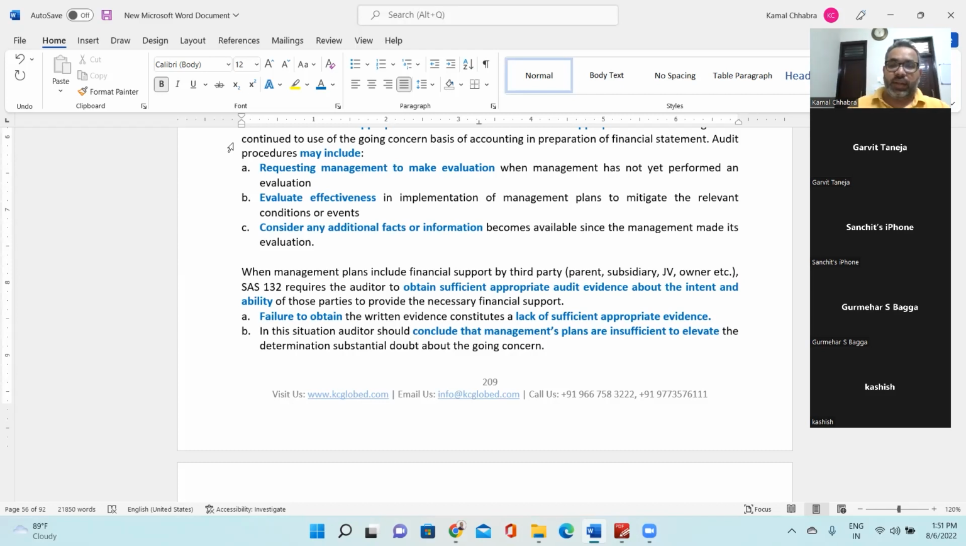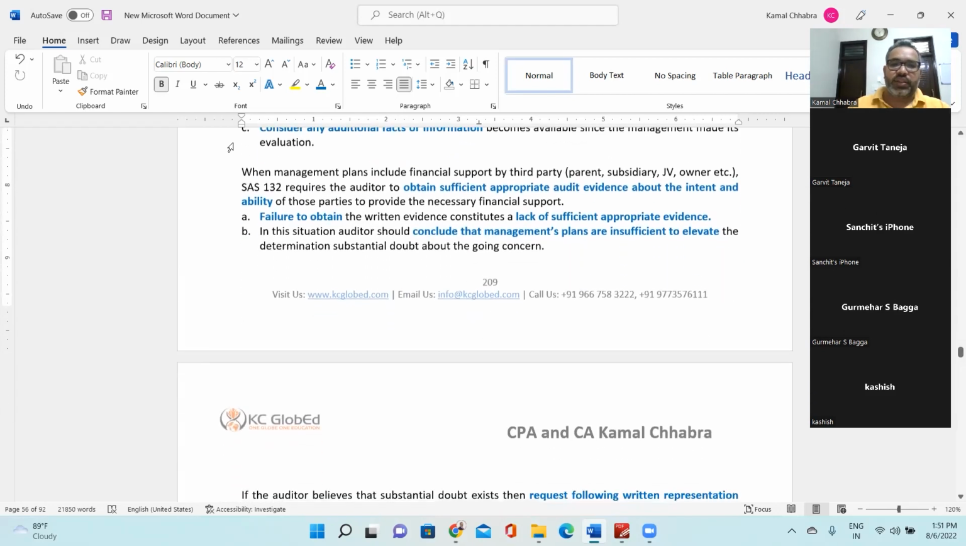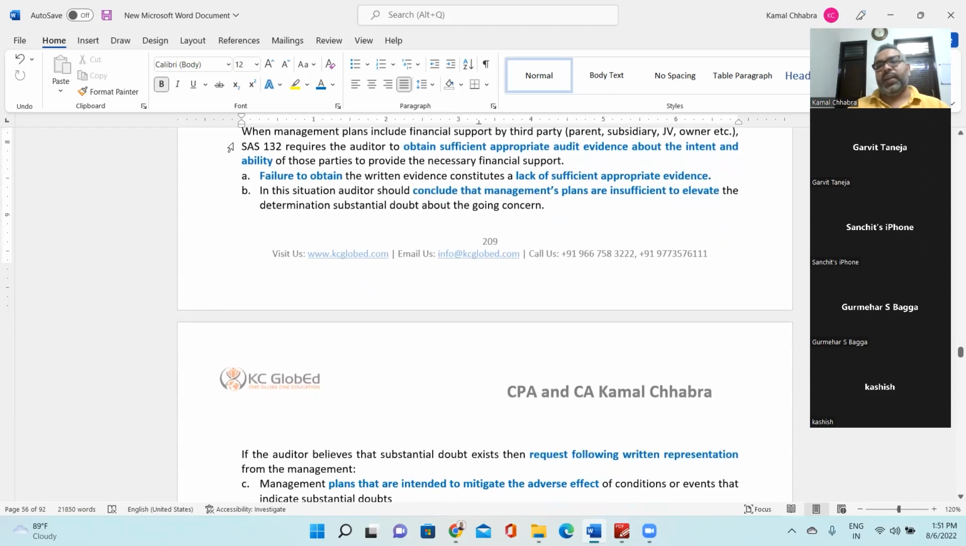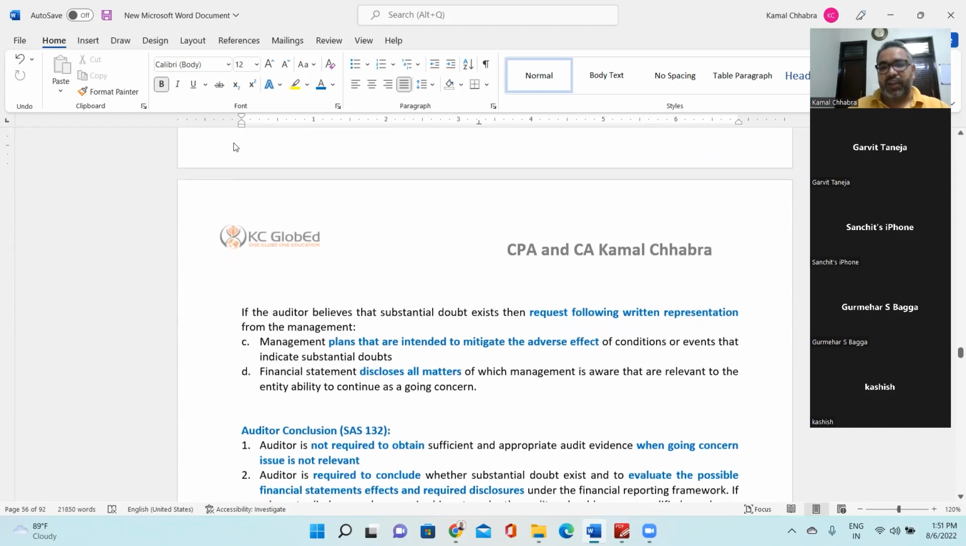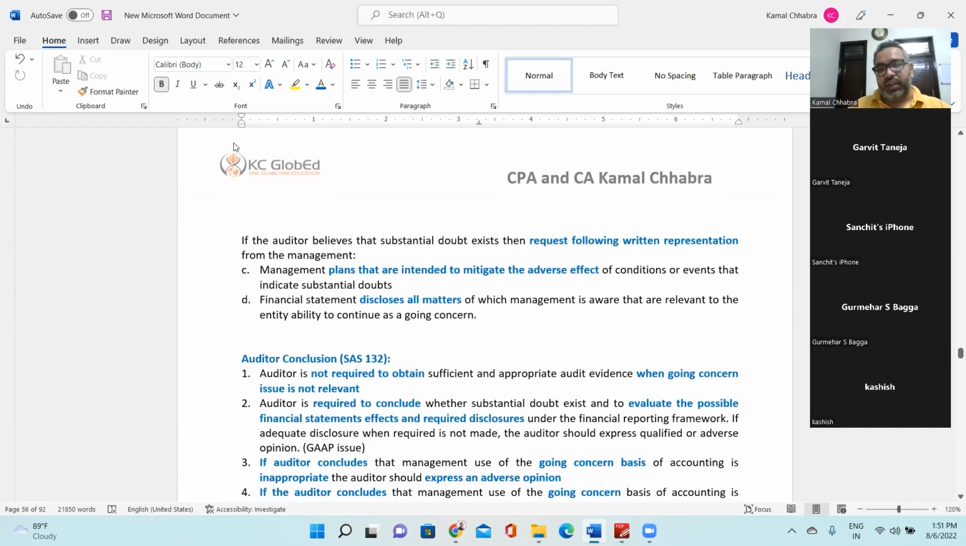Failure to obtain the written evidence constitute lack of sufficient and appropriate evidence. In this situation, auditor should conclude that management plans are insufficient to evaluate the determination of substantial doubt about the going concern, and then you need to request management to prepare the financial statement on a liquidation basis. If they do not prepare the financial statement on a liquidation basis, it's a GAAP issue and it is a pervasive issue, so you'll be issuing an adverse opinion.